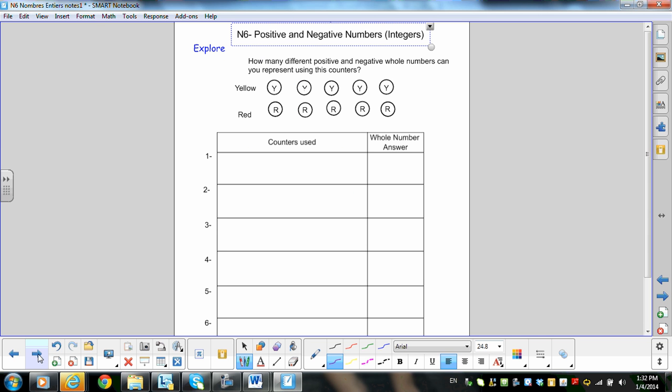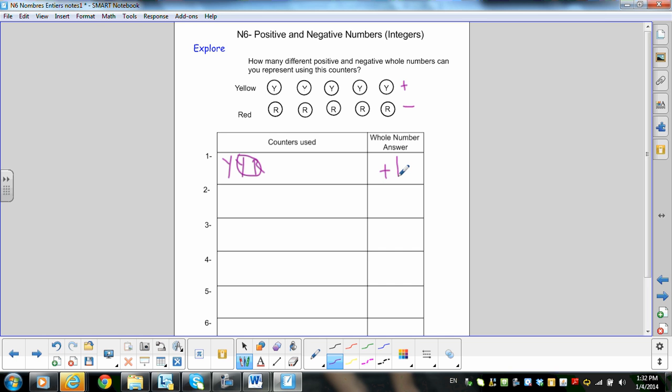When I'm looking into positive and negative numbers, here I'm asking myself how many different positive and negative whole numbers can you represent using these counters? So I have 5 yellow, 5 positive counters, and I have 5 red, 5 negative counters. So what I could do, just for an example, you don't have to use them all, I'm going to use 2 yellow and 1 red. So I have 2 positives and 1 negative. I know that I can make 1 zero pair, so these cancel out, and I have 1 yellow that's left. So that's my whole number answer.